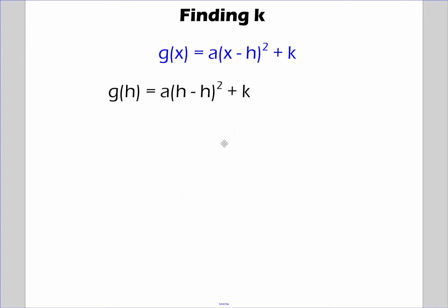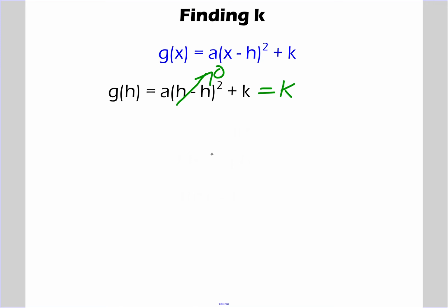Now, if I go ahead and plug in h into this vertex form, I want you to notice that h minus h is 0, 0 squared is 0, and 0 times a is 0. So when we plug in h here, this whole thing goes to 0, and 0 plus k equals k.